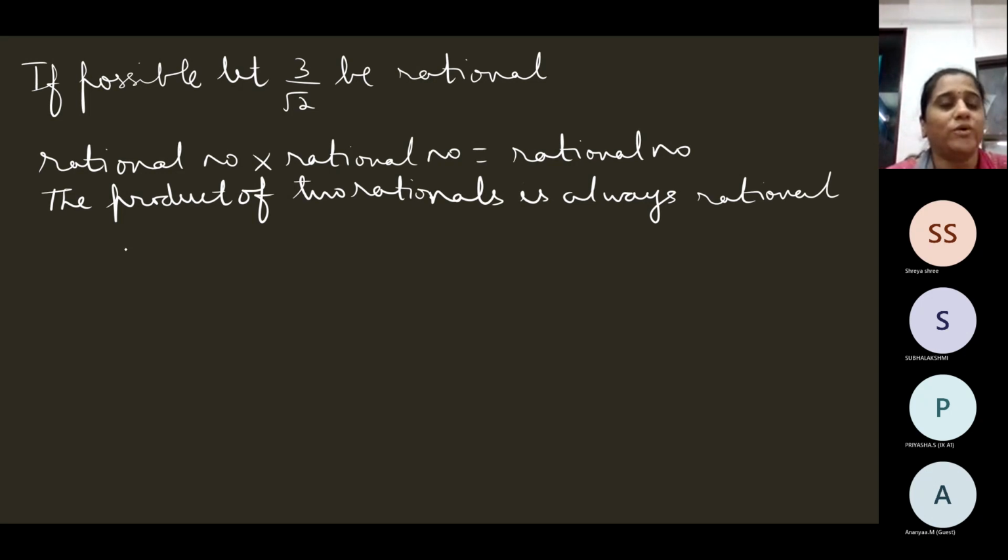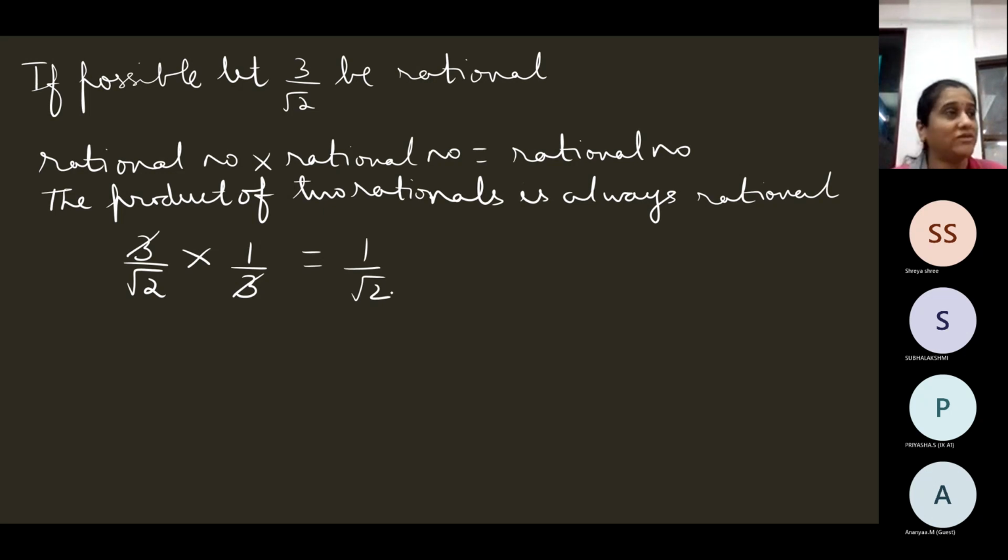Yes. So now we have assumed, if possible, let 3 by root 2 be rational. Okay, this we are not sure, we have assumed it to be rational, but we are sure that 1 by 3 is rational. Are you all sure? Because 1 is an integer, 3 is an integer, and integer by integer is a rational number. Now the product of these 2 rationals will be a rational.